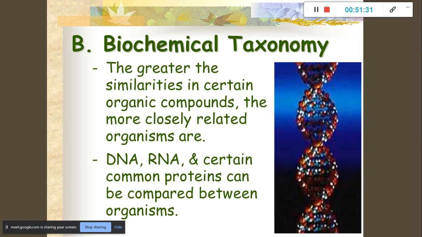Then you have biochemical taxonomy. The greater the similarities in certain organic compounds, the more closely related the organisms are. So organic compounds like DNA or RNA or proteins, the more similar the protein sequence or the DNA sequence, the closer they are. The more different the DNA sequence, the farther away they are. So humans and chimpanzees have a very close DNA sequence relationship, so they are very close together. But humans and gorillas have less similarity, so humans and gorillas are different. So the closest animals to humans are the chimpanzees.